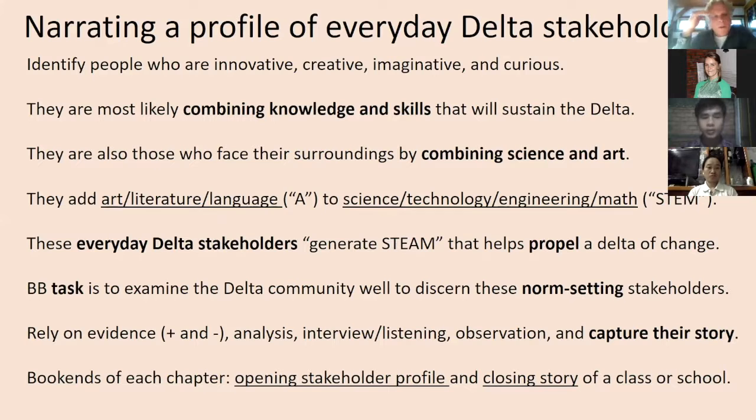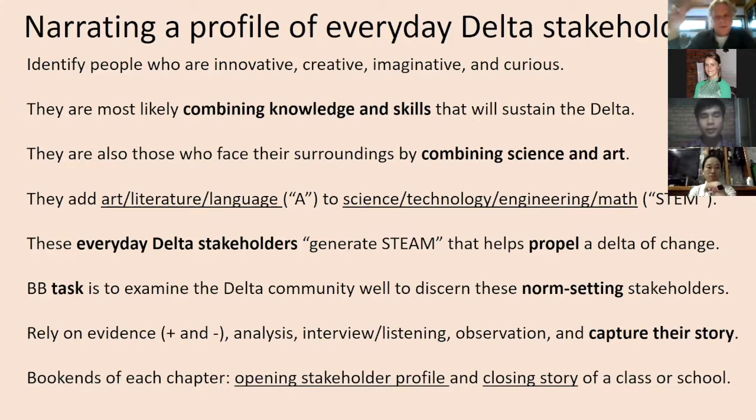So, you know, the narration will identify, and as a group, we need to identify people in the Delta who are innovative, creative, imaginative, curious. They are people who combine knowledge and skills to sustain the Delta. They are people who combine science and art. And here the art is language study, literature, art, culture. And the sciences are technology and engineering and math. Worldwide, that's called STEM, science, technology, engineering, and math.